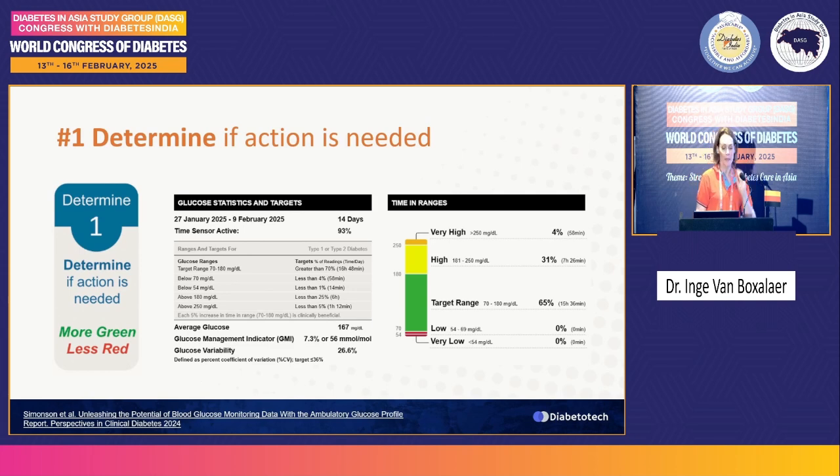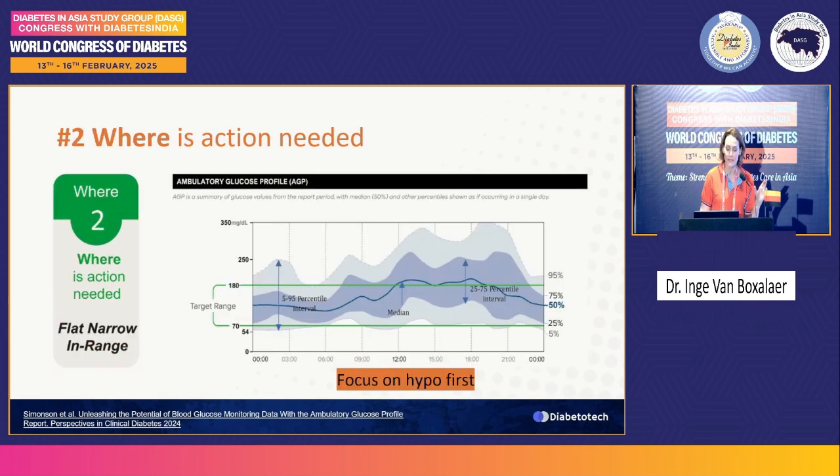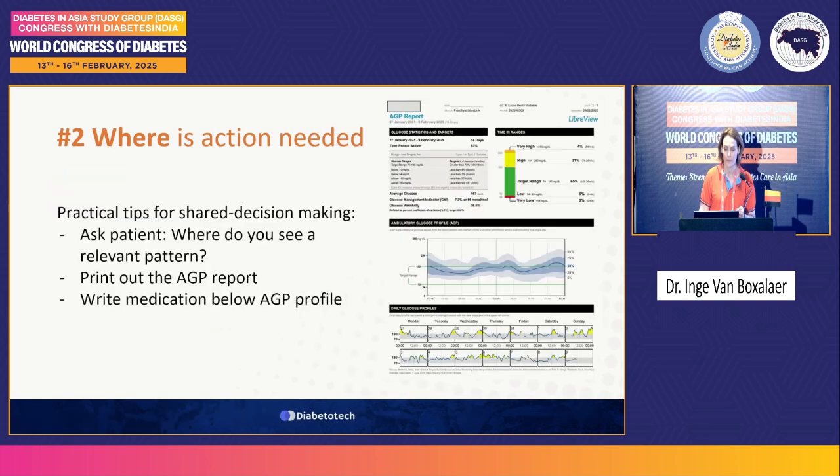So that's the first step. Look at the top panel if action is needed. Then if no action is needed, that's easy. If action is needed, then you can look at the HEP profile where action is needed. Here the mantra is go for a curve that is flat, narrow, and in range, very logical, and focus on hypoglycemia first, because a lot of times there's a problem of hyper, so many things you can look at. Just focus on hypo first, and then you already have one thing to discuss.